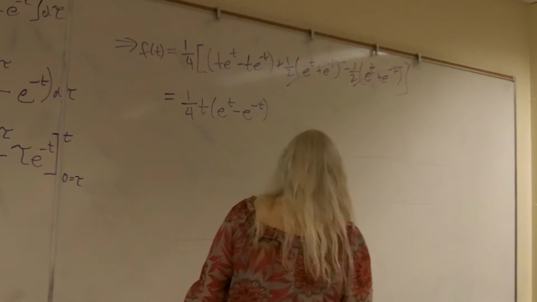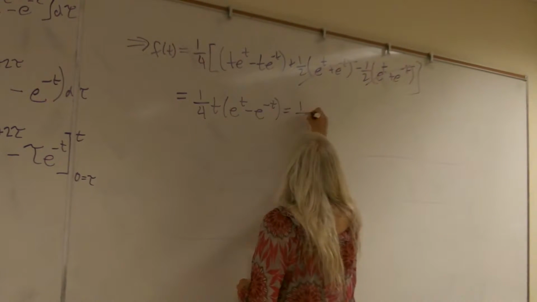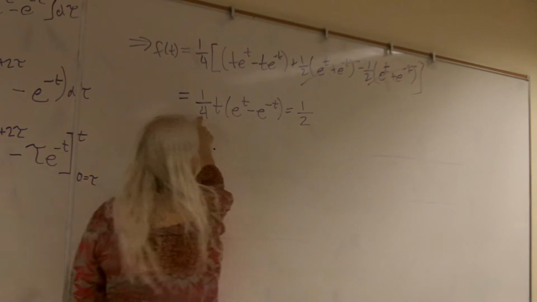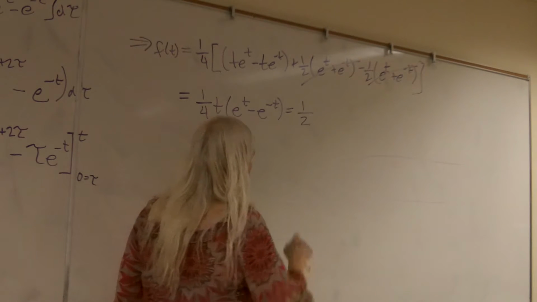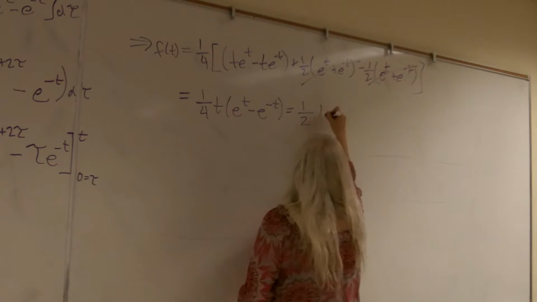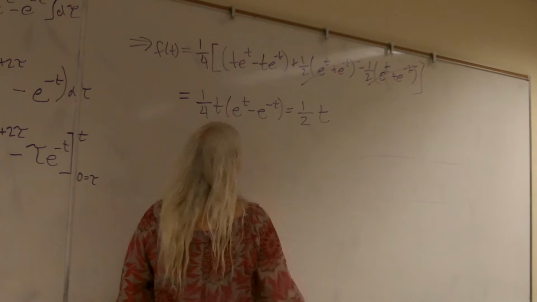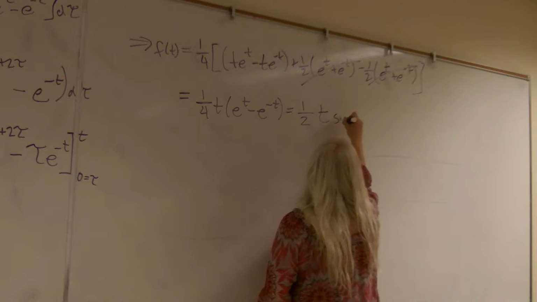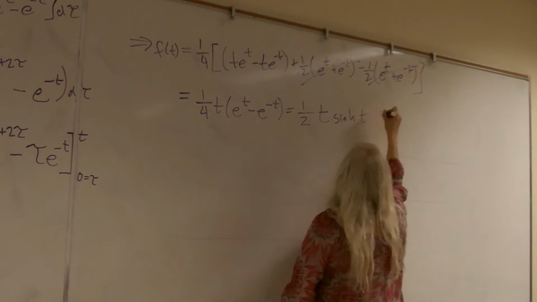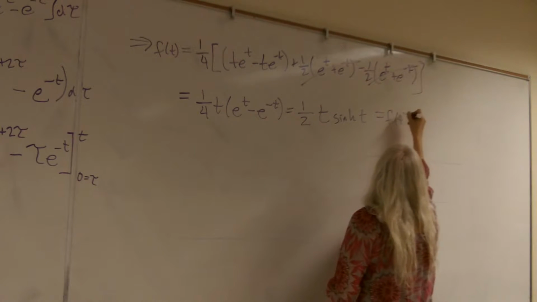So let's pull one of the factors of 2 from the 1/4. That'll be the 1/2 out in front. We've got a t out in front. And the other factor of 2 I'm going to put in here. And then that will look like a sinh t. So here's our f of t.